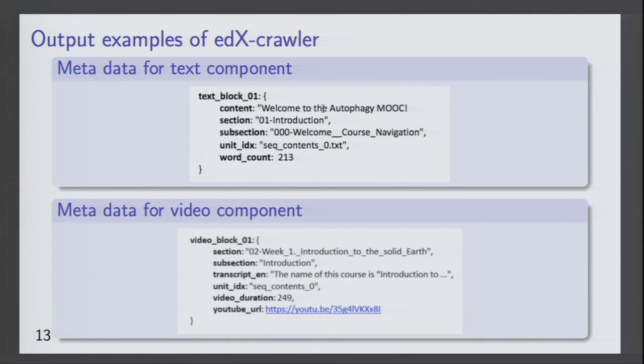Our crawler is able to extract this information and save it in a JSON format. This JSON format can also capture the hierarchical structure of MOOC organization. So you can see that, for example, the JSON for a text component has some information about what the content is, which section and subsection it belongs to, and some other extra information. In a similar manner, the video component JSON has information about the section and subsection it belongs to, the transcript data, and some other extra information like the video duration and the link on YouTube.